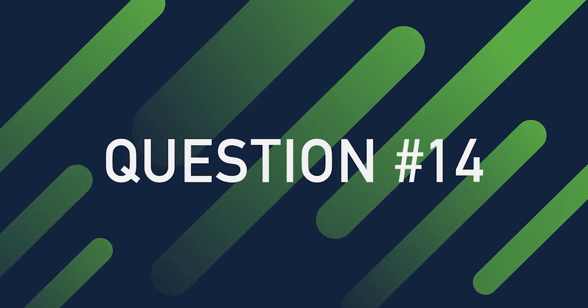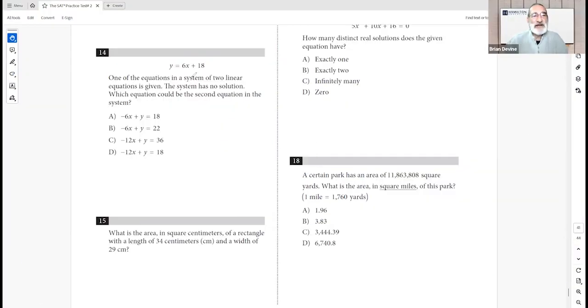Question 14. In question 14, one of the equations in a system of 2 linear equations is given above, and the system has no solution. Well, as soon as they say that, the lines are parallel. They never intersect, so they don't have a solution. There's no point where they cross. And the slope of this one is 6, and parallel lines have the same slope. So we want the equation that has a slope of 6 and doesn't go through 18.